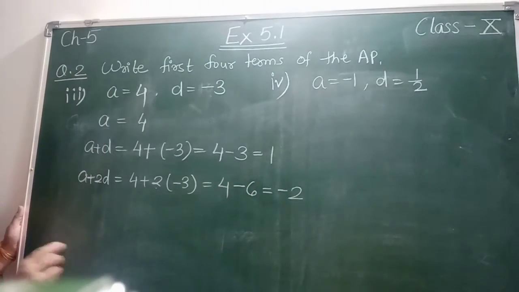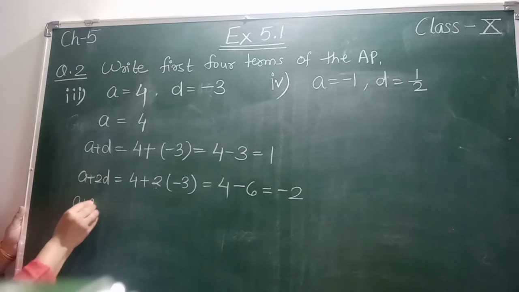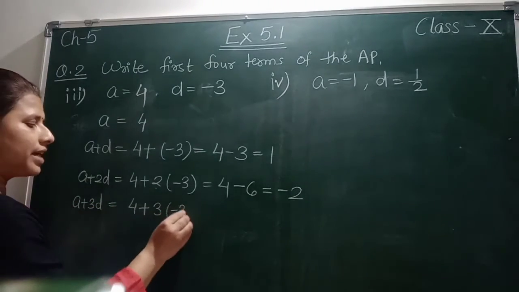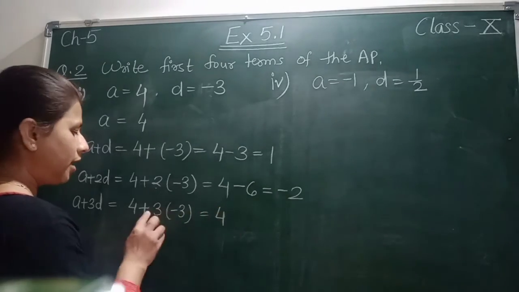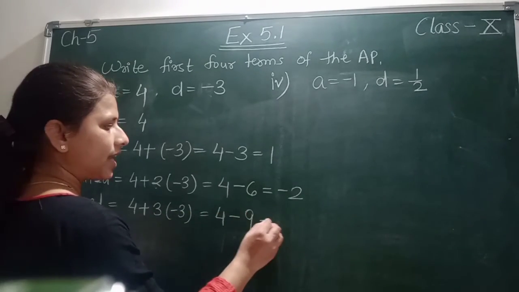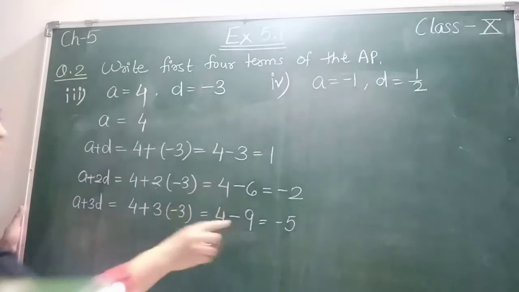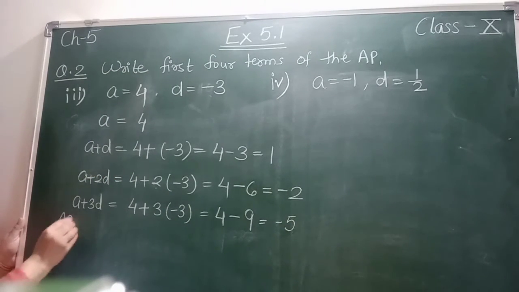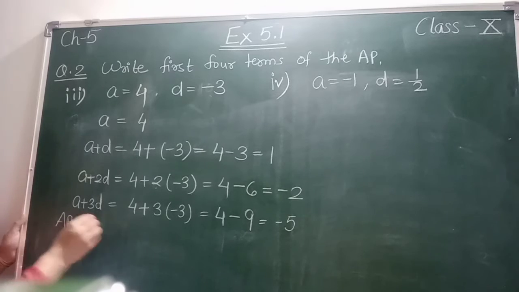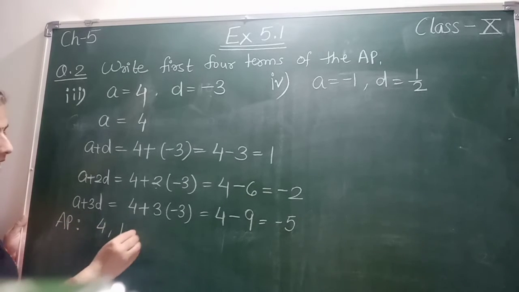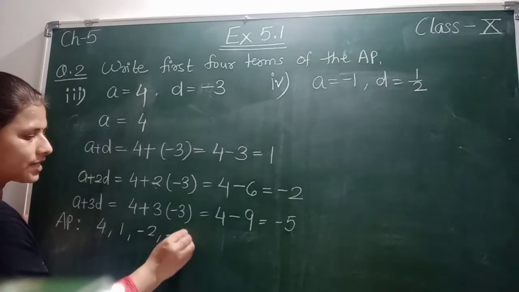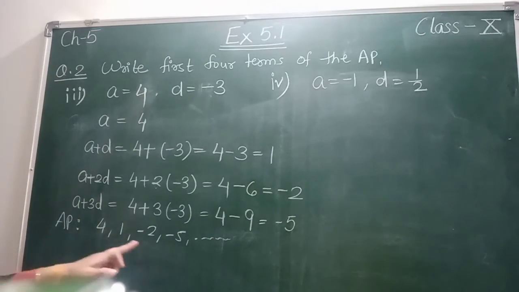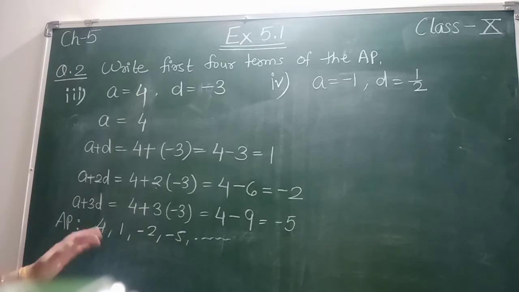This is the third term. a plus 3d equals 4 plus 3 into minus 3, which is equal to 4, plus minus, 3 threes are 9, we will get minus 5. This is the fourth term of this AP. So what will we get? The AP will be 4, 1, minus 2, minus 5, and so on. This is the AP, and these are the first four terms of this AP.